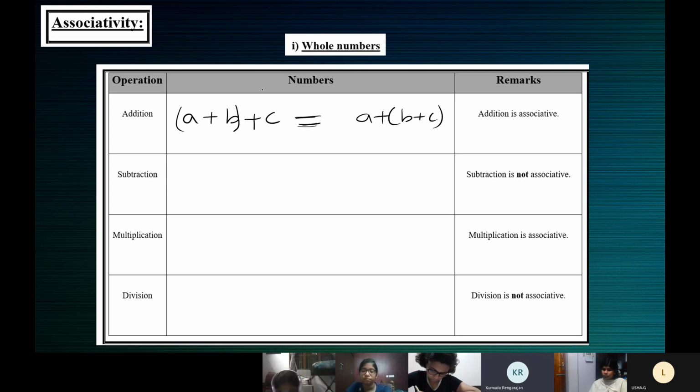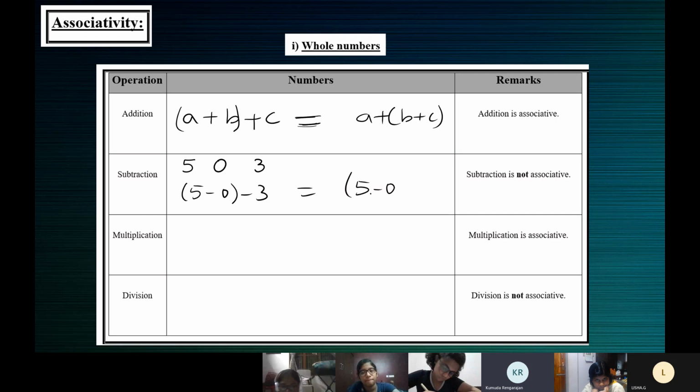Now let's try for subtraction. Whole numbers, say we take whole numbers 5, 0, and 3. So we'll first group this one like this, children. I think I'll use fewer words and more writing. We need to check this one.